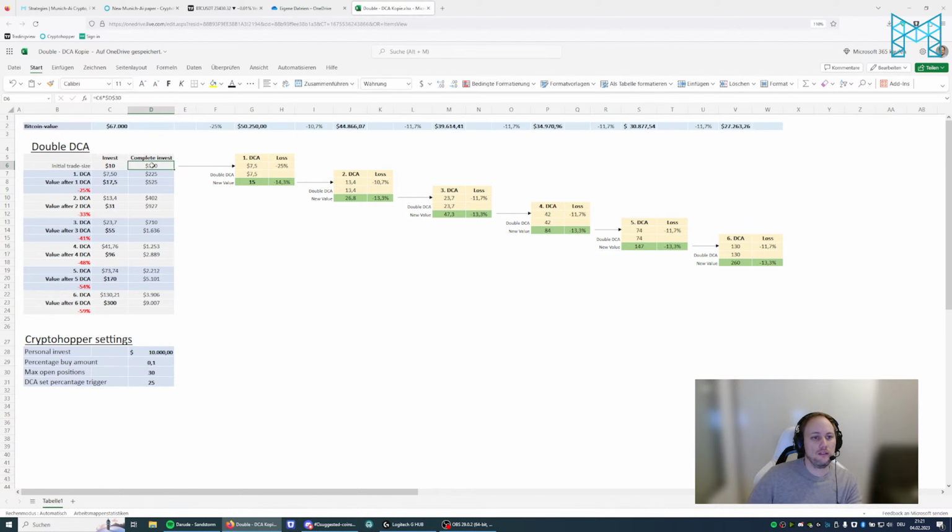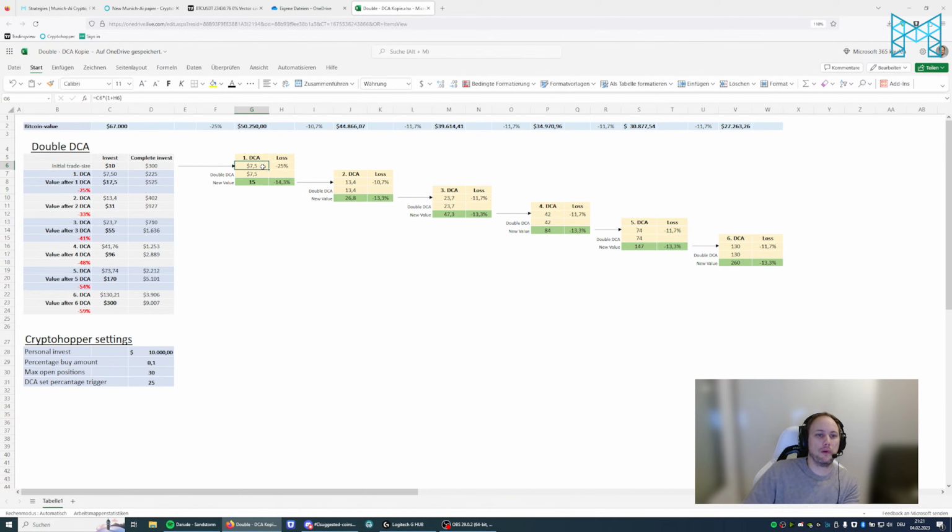And then you can also set, okay, when should my DCA trigger? As I said, I'm using 25. So this means if your position is dropping by 25%, then it does the first DCA. And this means, okay, we are moving here. Our first position was 10, so one position. Then it drops by 25%, and we have 7.5 value left.